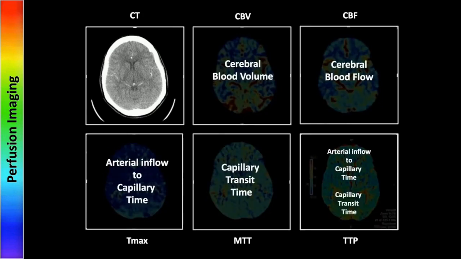So what do these all stand for? Well, again, CBV is cerebral blood volume, CBF is cerebral blood flow, and those typically will depict core infarcts. The bottom row are series that demonstrate ischemic tissue, the Tmax being particularly tied to arterial inflow to capillary time, that particular segment of time. The MTT, or mean transit time, corresponds to capillary transit time. And the TTP, or time to peak, reflects both of those entities.